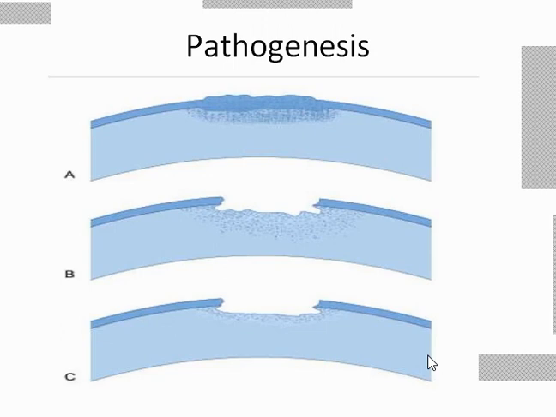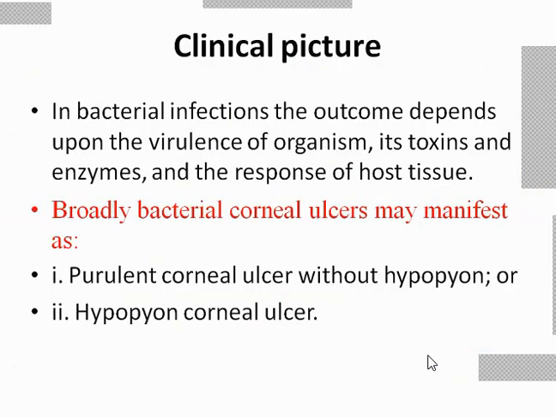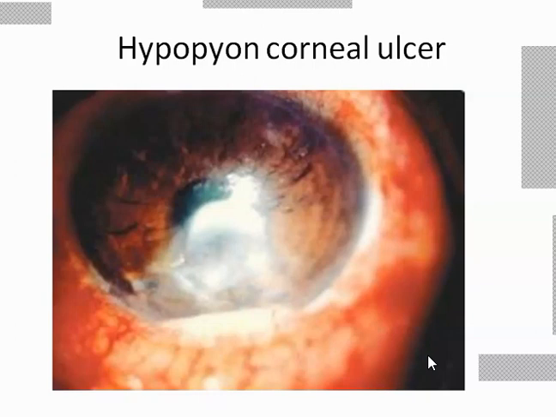Pathogenesis we have seen. Then the clinical picture: the outcome depends on the virulence of the organism. Corneal ulcer without hypopyon or with hypopyon. Hypopyon is one situation where the corneal ulcer also stimulates the uveal tract. Therefore, the exudation is usually called hypopyon. It has a transparent line, a straight meniscus, whereas in fungal ulcers it can sometimes have a convex meniscus. And in fungal ulcers, hypopyon usually is not shifted with the position of the head. This is called hypopyon corneal ulcer.